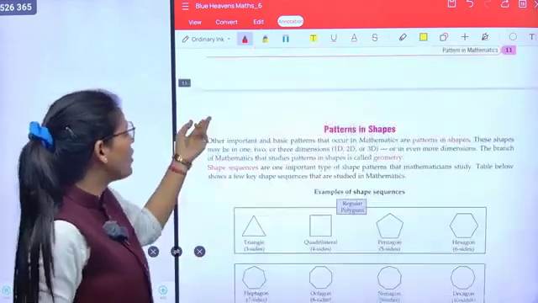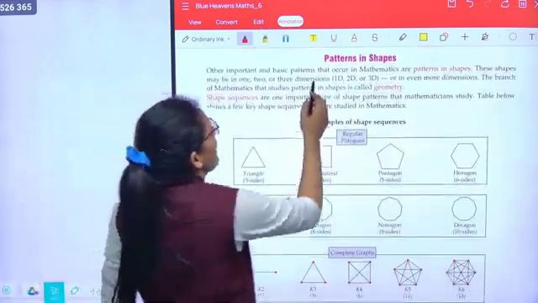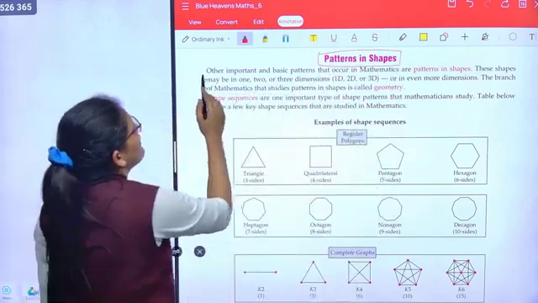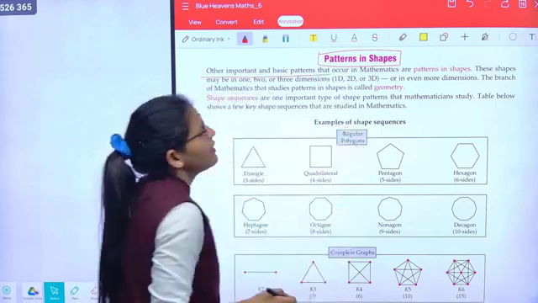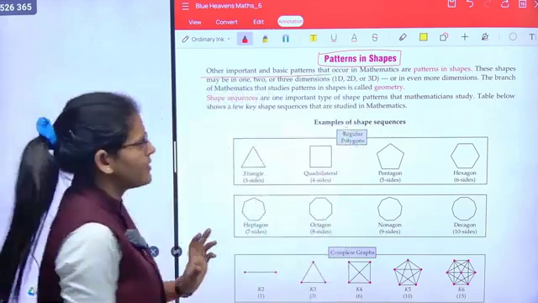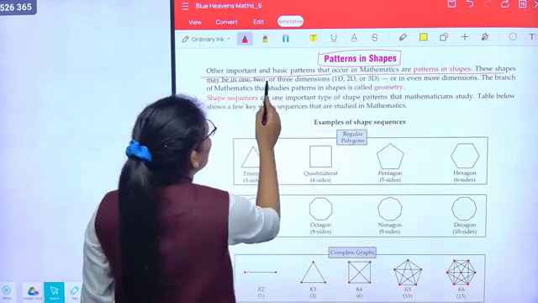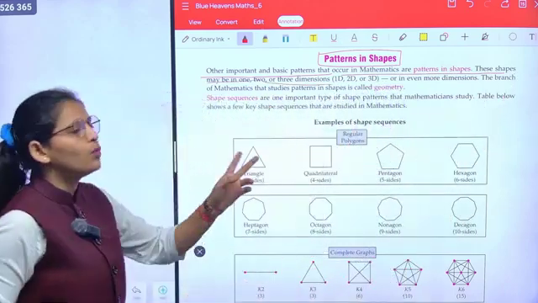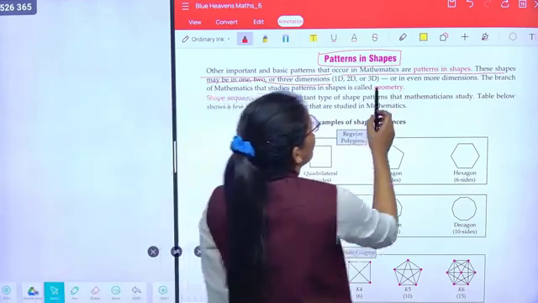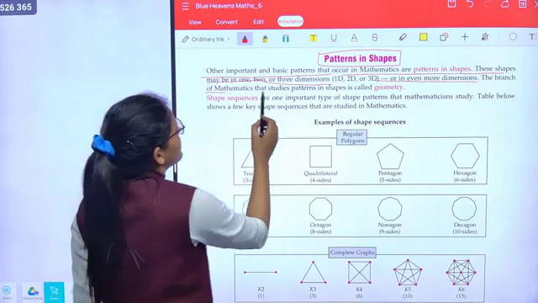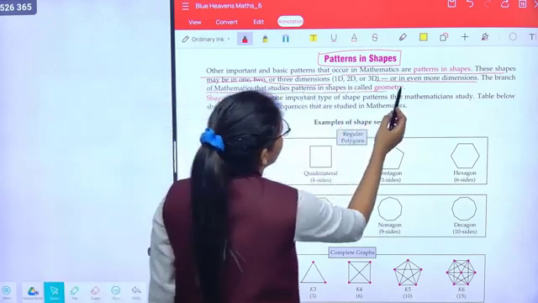Patterns in shapes. Other important and basic patterns that occur in mathematics are patterns in shapes. These shapes may be in 1, 2 or 3 dimensions, 1D, 2D or 3D, or in even more dimensions. The branch of mathematics that studies patterns and shapes is called geometry.